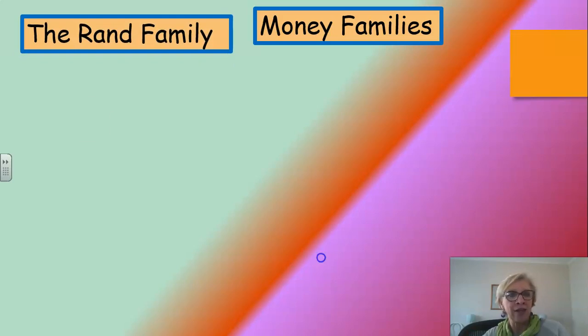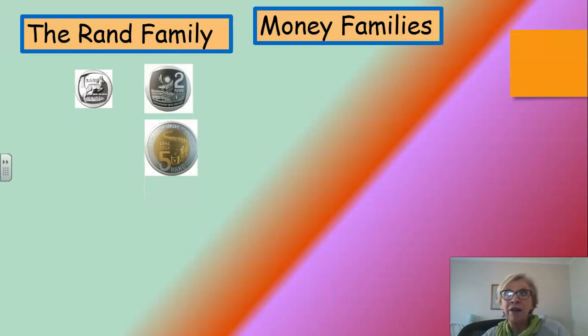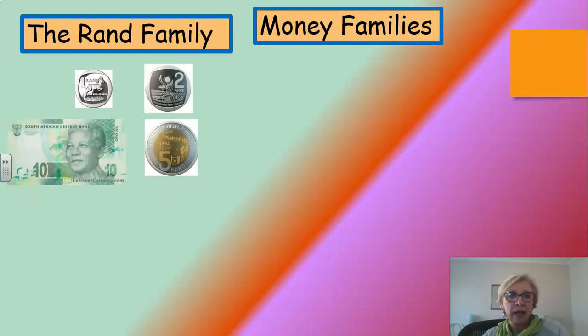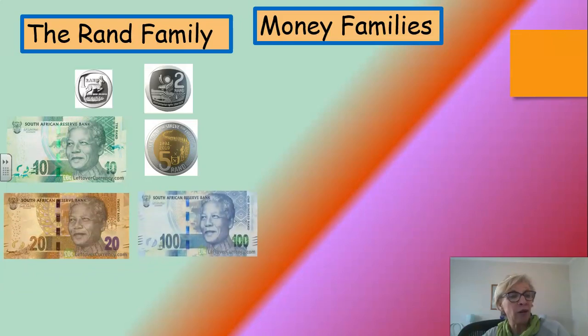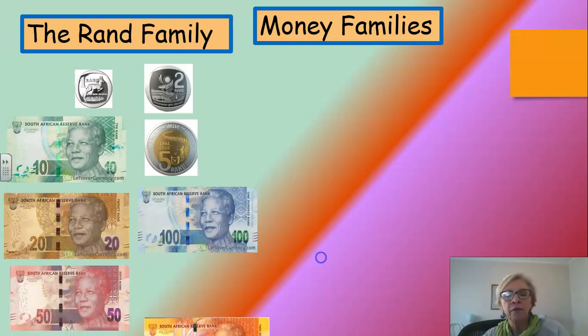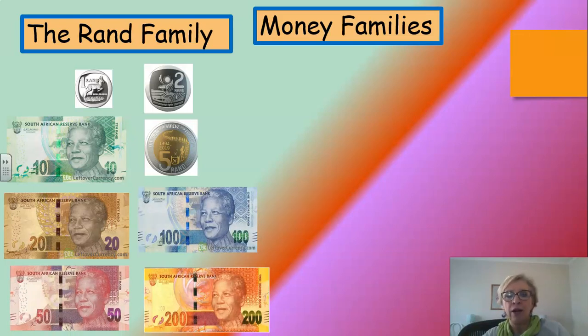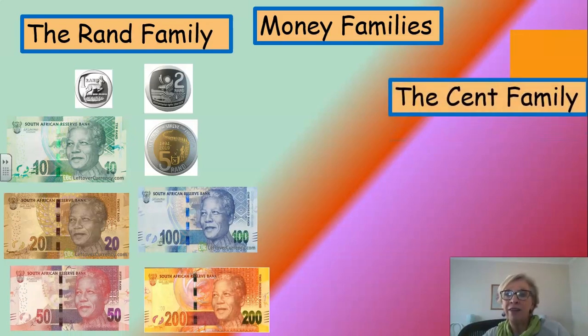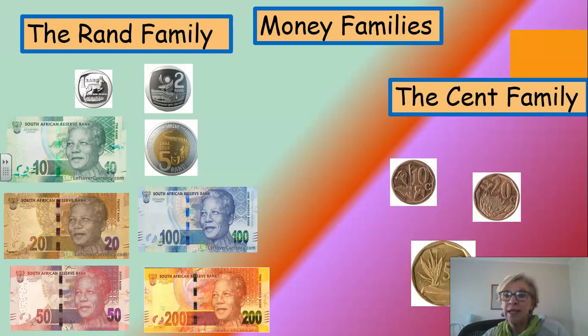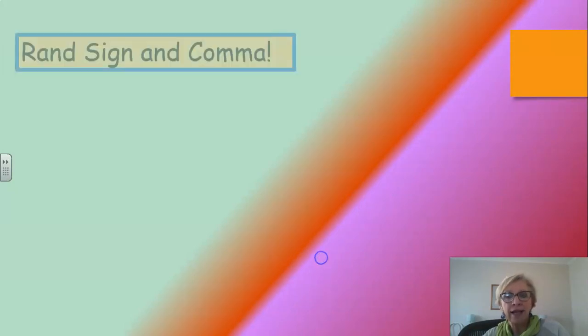We have the Rand family. They are the really important, and they think they're very important. The Rand coin, the 2 Rand coin, the 5 Rand coin, the silver money, the 10 Rand note, the 20 Rand note, the 100 Rand note, and the 50 Rand note, and the 200 Rand note. All very important. Then we have the cent family. And the cent family doesn't feel nearly as important as the Rand family. Our little cents are our little copper-coloured little coins, 10 cents, 20 cents, and 50 cents coins. So there are our 2 families, our Rand family and our cents family.